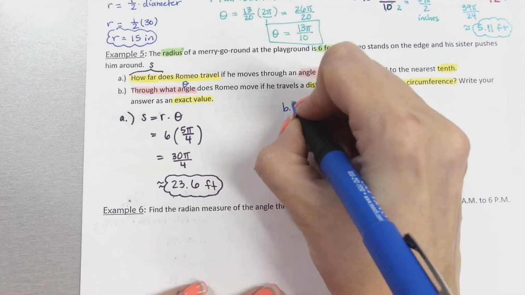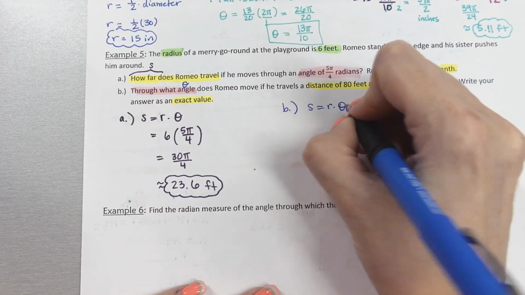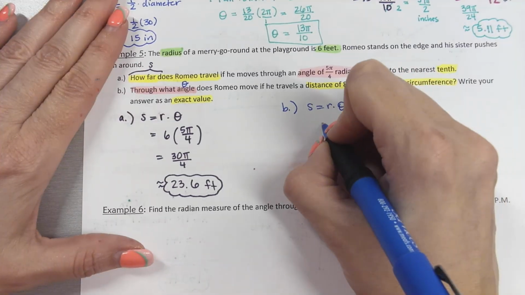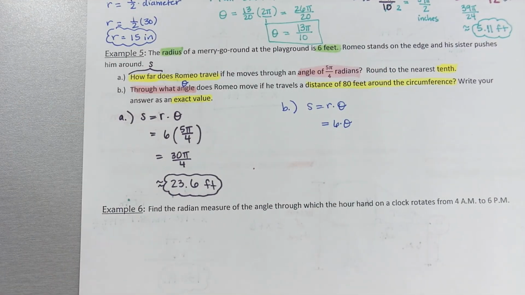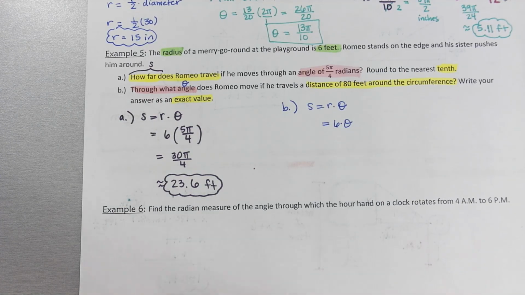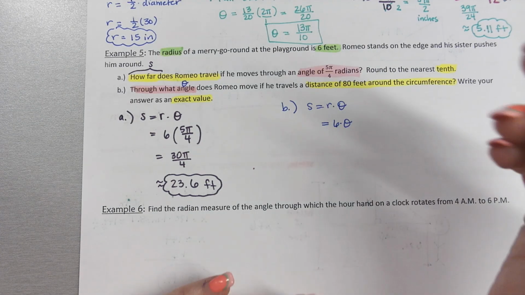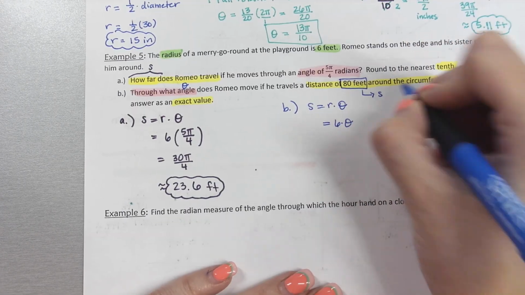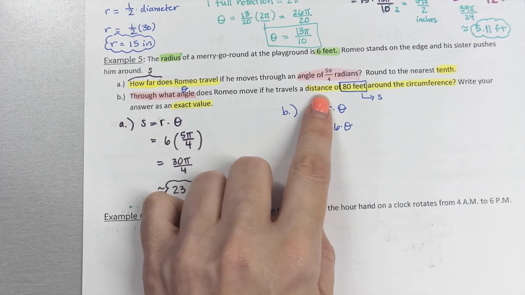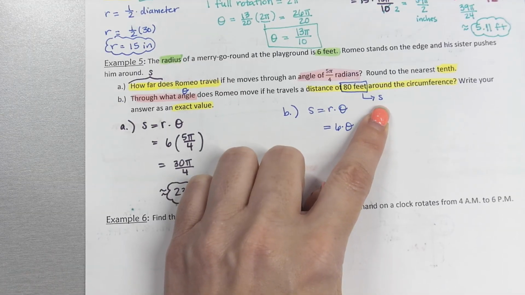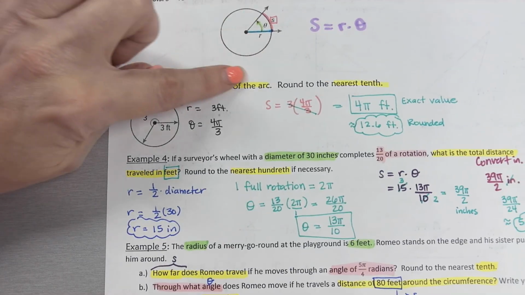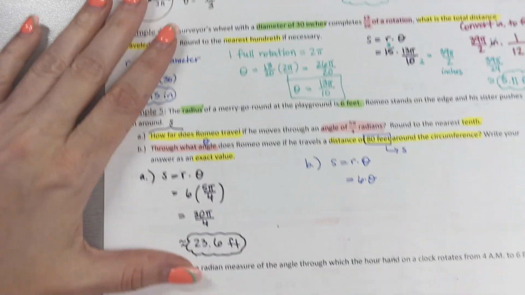Alright, so we're still going to be using s equals r times theta, but this time we're going to solve for theta. Okay, the radius is still 6 feet. And then it says the distance of 80 feet around the circumference. So this 80 feet, we're going to plug in for s. The distance is going to be the arc length. They tell you around the circumference because remember, the circumference is just the edge of the circle. So if you travel 80 feet, that's your value of s.